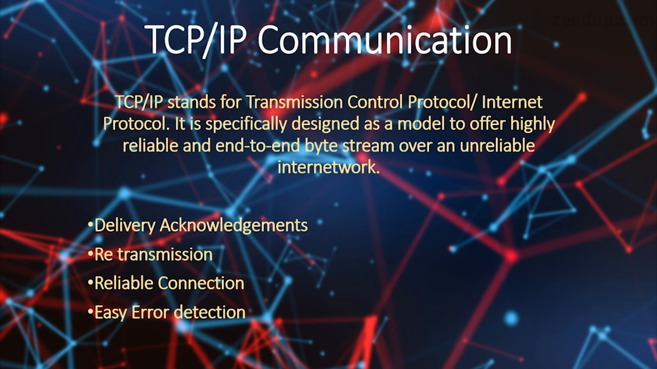It is a reliable connection, and it also does error detection. If any error occurs in the TCP/IP communication, it will detect it and retransmit it so that the receiver receives the whole information at a single time. An example of TCP/IP communication is when we are mailing someone or messaging someone. When we send some information, the receiver gathers all the information, collects it, and then shows it to the receiver. So this is all about TCP/IP communication.